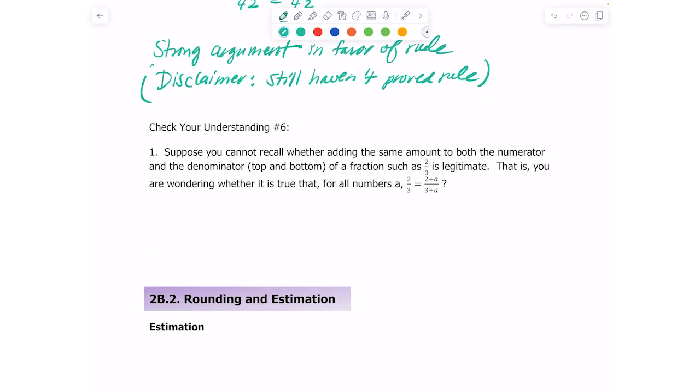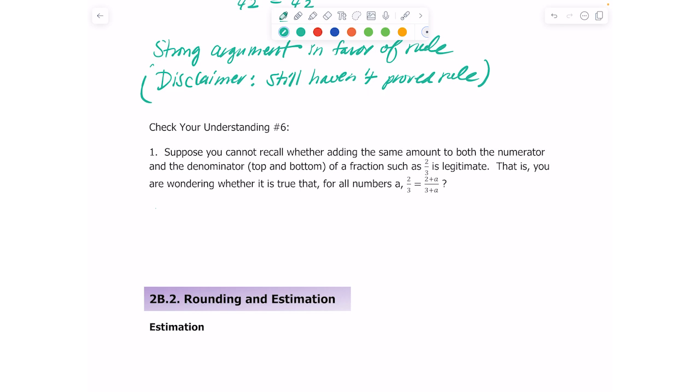And then to wrap everything up, you can try the last one on your own and then unpause it when you're ready to go over it. Suppose you cannot recall whether adding the same amount to both the numerator and the denominator, remember the numerator is the top of the fraction and the denominator is the bottom of the fraction, such as 2/3, is legitimate. So in other words, you're wondering whether it's true that for all numbers A, 2 over 3 equals 2 plus A over 3 plus A.